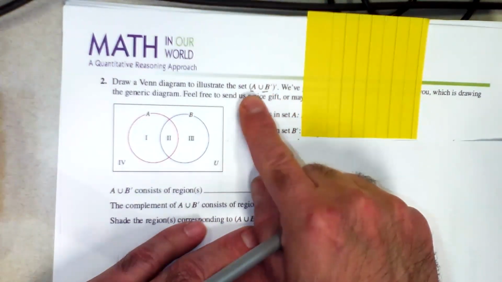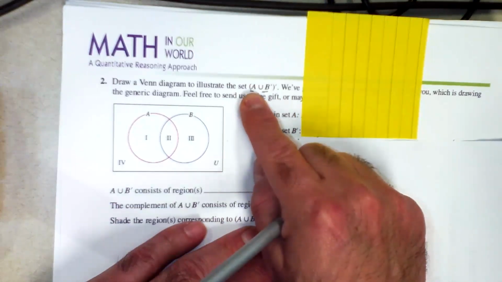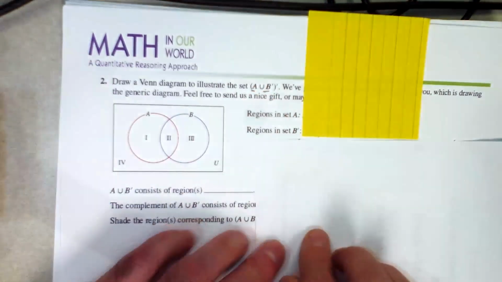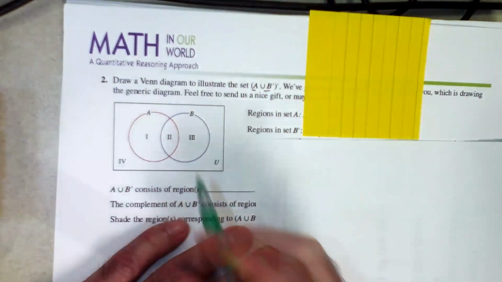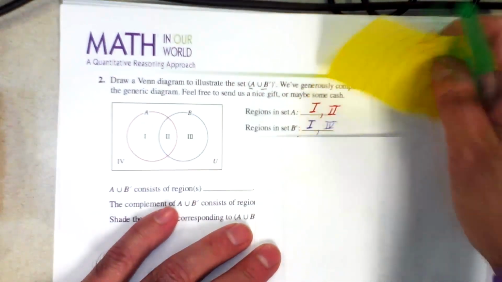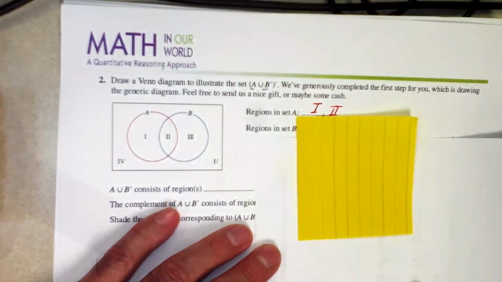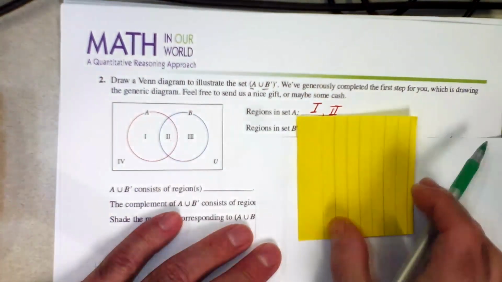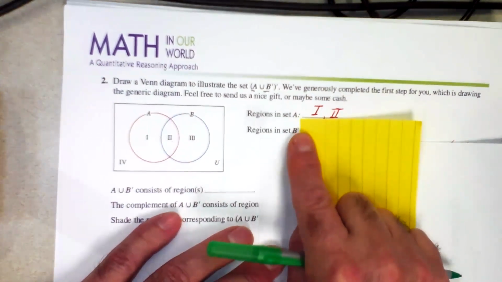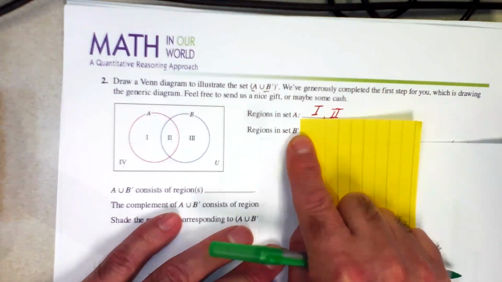Let's figure out the regions in which A has. So which regions does A have? The red circle has 1 and 2. So the regions in A are 1 and 2. And then the next part is they want us to find B, and there's a little tick mark by the B. That little tick mark means complement. So they want you to find the complement of B.